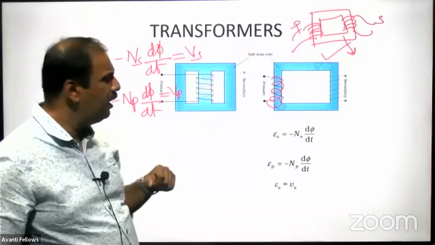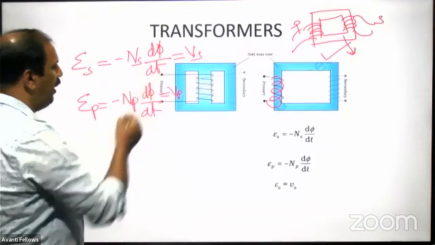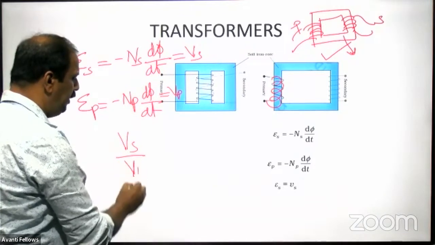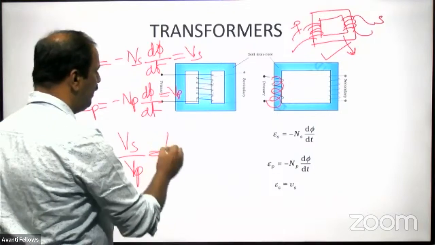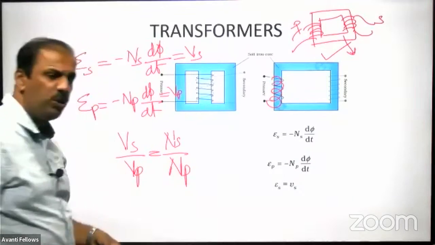That is not possible. So this should be same. So what we will get from this one, if you divide this one, very simple relation you will get. Vs by Vp will be equal to Ns by Np. This simply we will call it as transformer ratio.